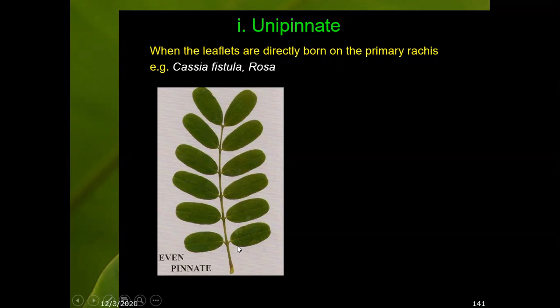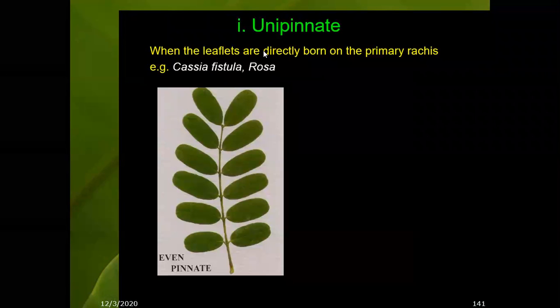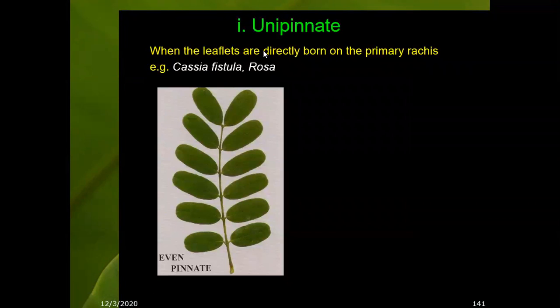Unipinnate is when the leaflets are directly borne on the primary rachis. This rachis is simple and unbranched, and bears leaflets directly on its sides in an alternate or opposite manner. For example, rose leaf and neem leaf are unipinnate. Unipinnate leaves are of two types, paripinnate and imparipinnate.